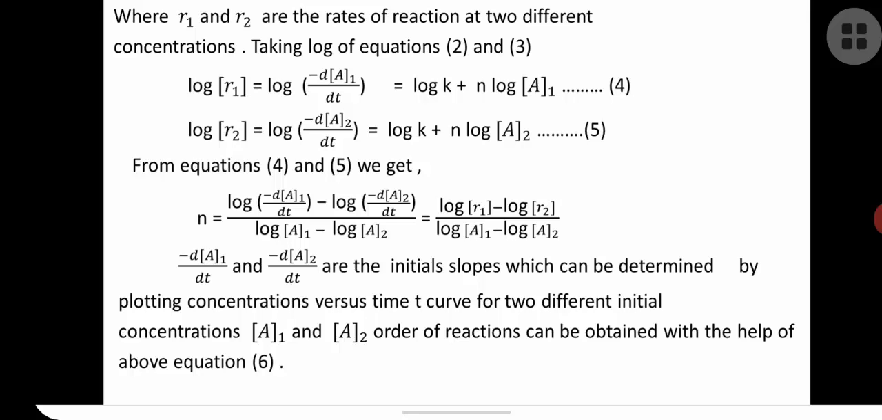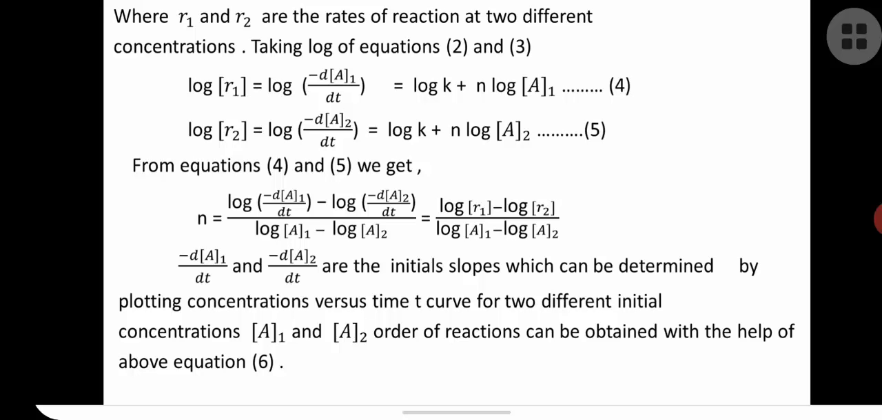By substituting these values in this equation, we get n is equal to log of R1 minus log of R2 divided by log of A1 minus log of A2, where minus d concentration of A1 upon dt and minus d concentration of A2 upon dt are the initial slopes, which can be determined by plotting the concentration versus time of two different initial concentrations A1 and A2.